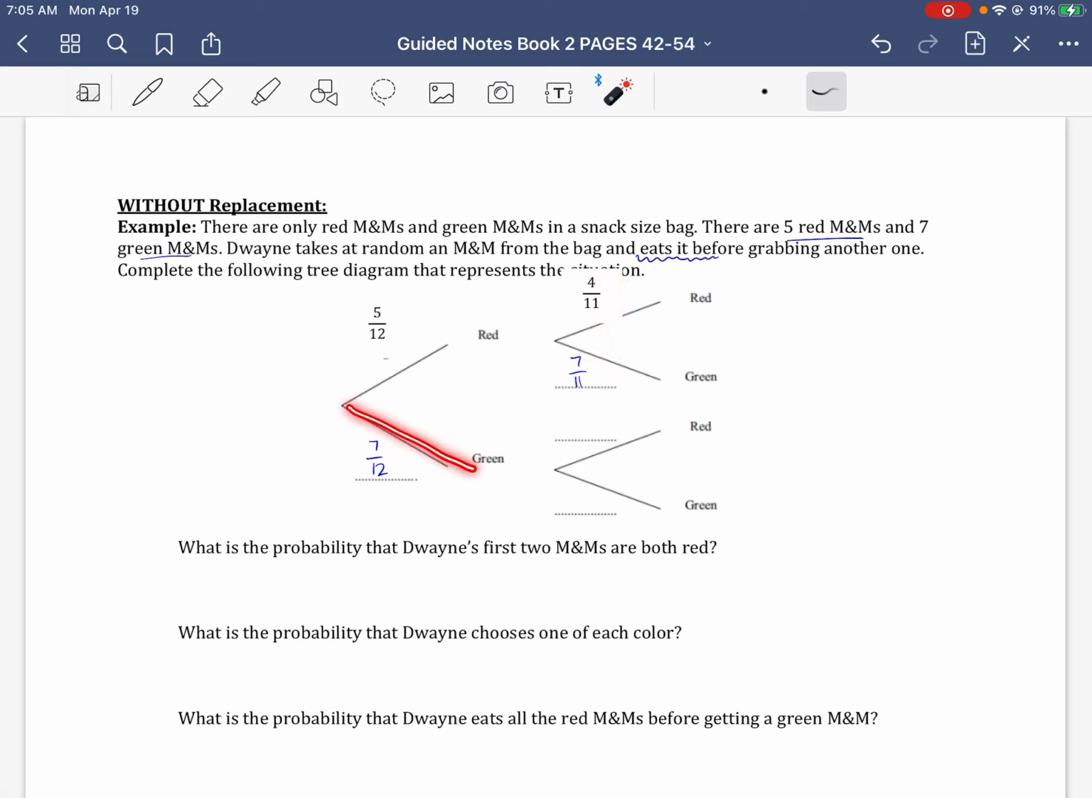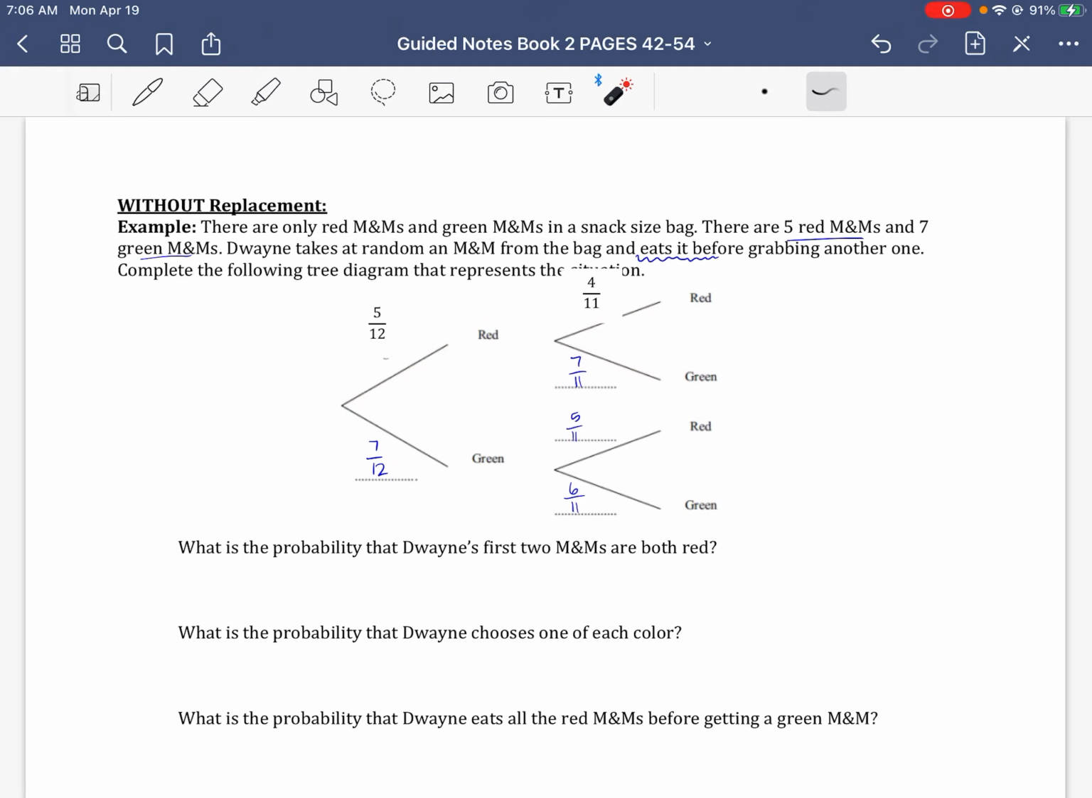If we go down the green branch, then notice it's like he chose a green and ate a green. So in this case, there's going to be 1 less green and 1 less M&M total. And the red, there's still 5 because we're going down the green branch. So notice kind of how that works. When there's not replacement, you just have to consider what happened here, and that changes a little bit of the possible outcomes going down each branch.